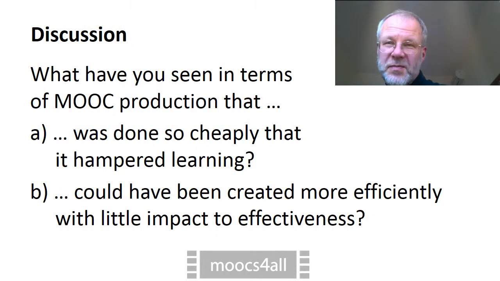So far, my ideas. And now to start off the discussion, here are two questions for you. A. What have you seen in terms of MOOC production that was done so cheaply that it hampered learning? And B. What could have been created more efficiently with little or no impact to effectiveness?